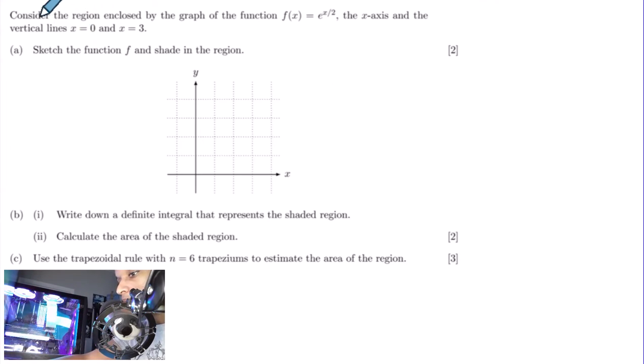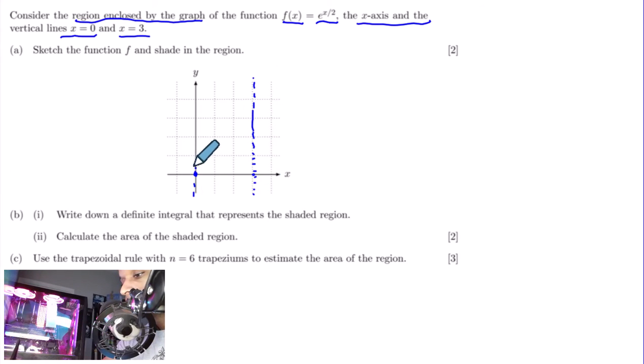All right, let's consider the region enclosed by the graph of the function f of x equals e to the power of x over 2, or 1 half x. It's going to be the graph of that function on the x-axis between the vertical lines x equals 0 and x equals 3. That's our boundary. So x equals 0 is there. So 1, 2, 3, x equals 3 is here. So it's our boundary here to here. So we only care about the graph of e to the x over 2 between there and there.